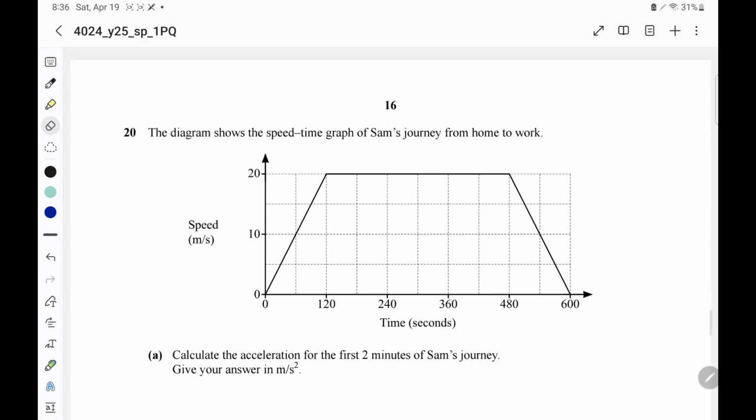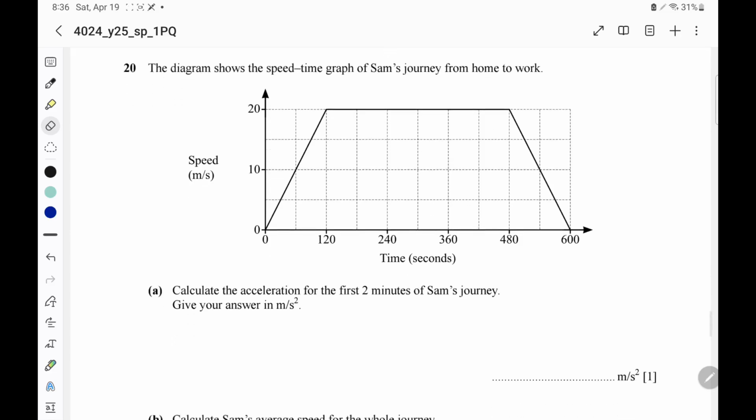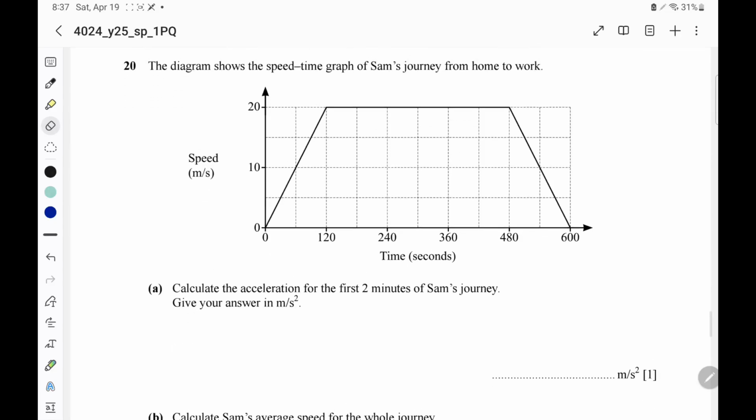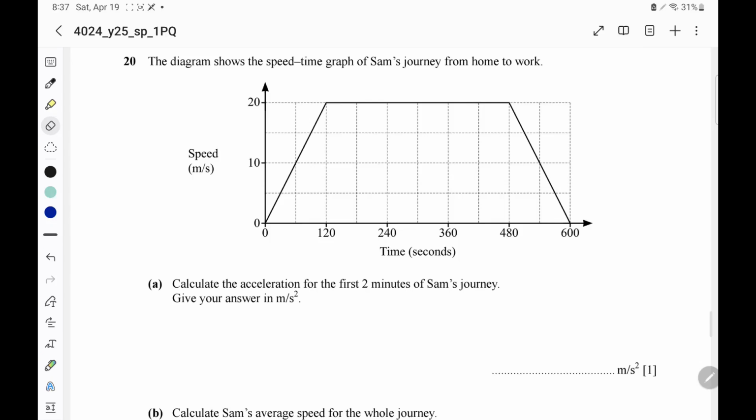The diagram, kinematics question. The diagram shows the speed time graph of Sam's journey from home to work. Speed is in meters per second, time is in seconds. Calculate the acceleration of the first 2 minutes of Sam's journey. Give your answer in meters per second squared. It means in acceleration we find the gradient. First 120, 2 minutes. This is 2 minutes.